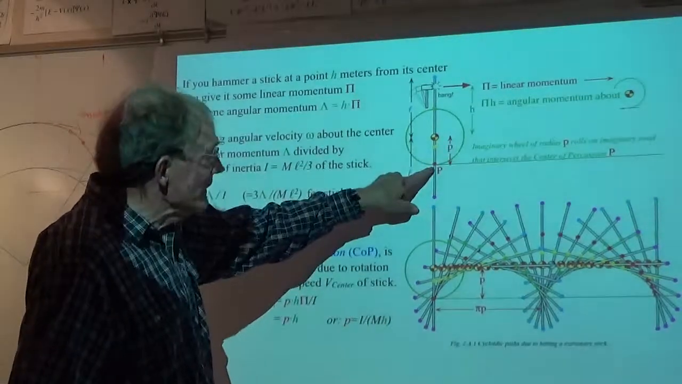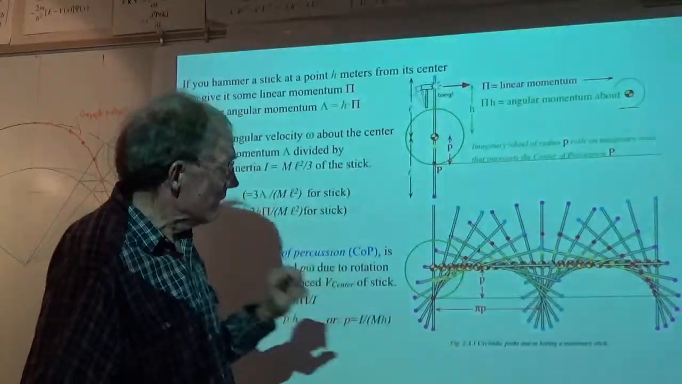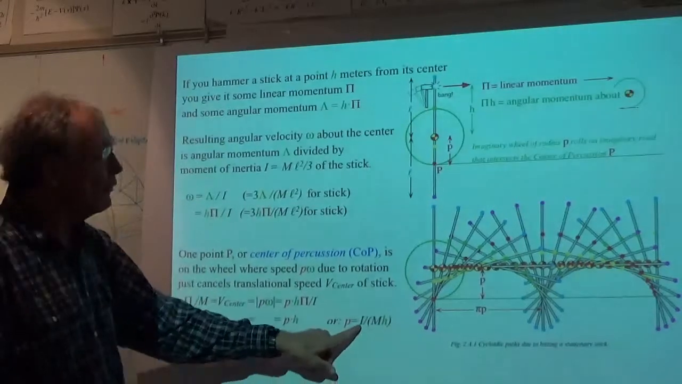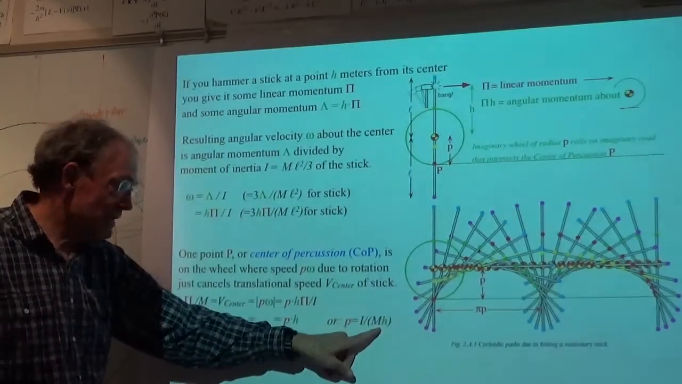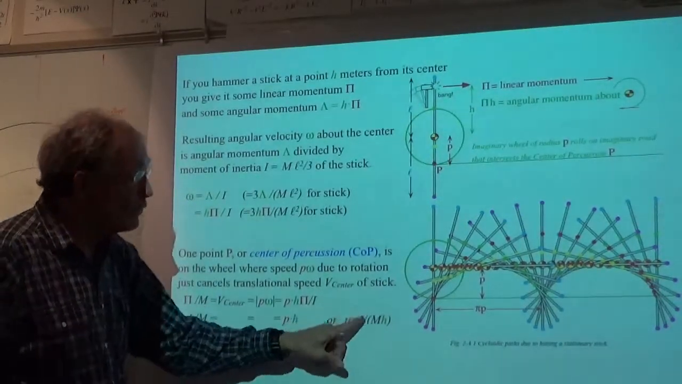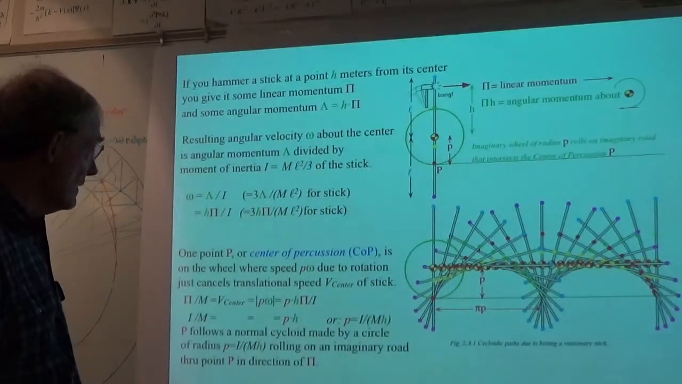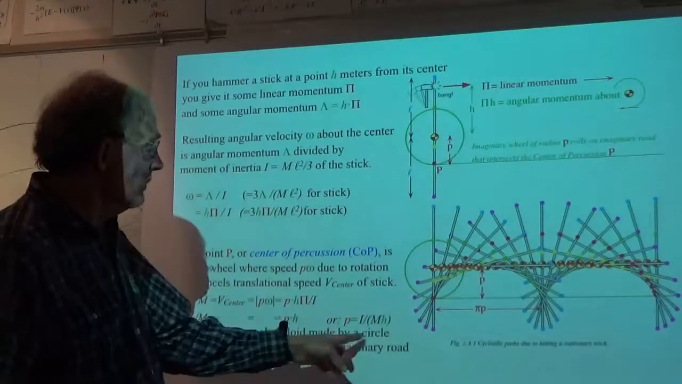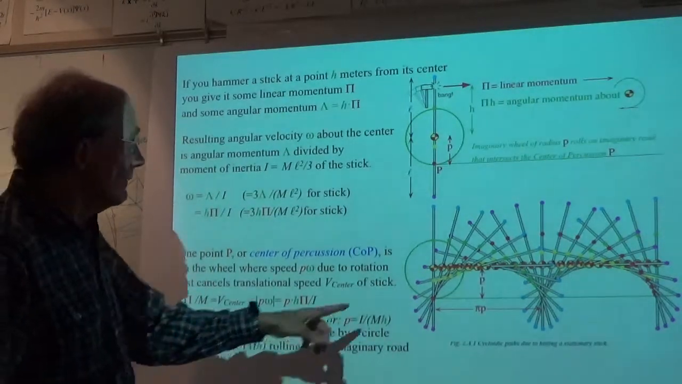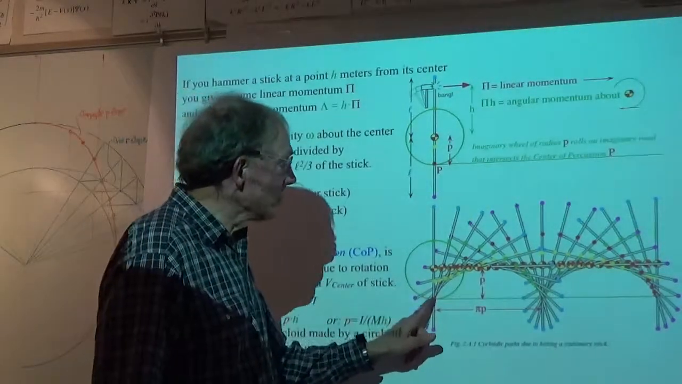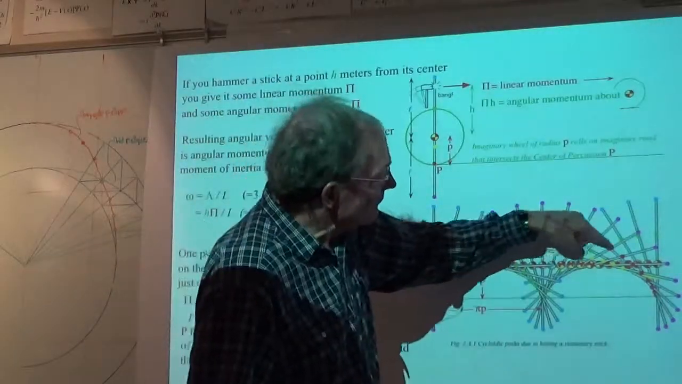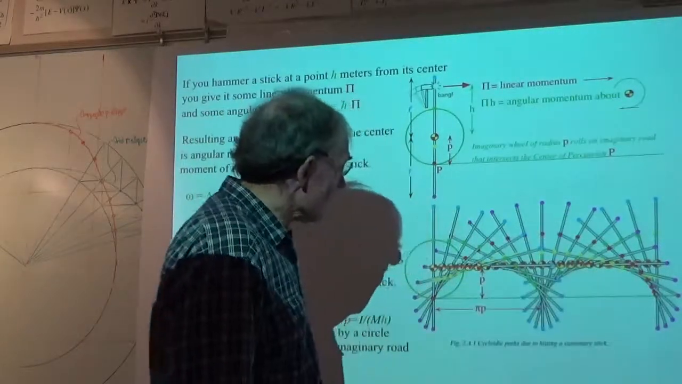If you want to find out where P is, you know where you hit it, this is the thing to calculate. Because you got to know the inertia and the mass. Actually, you don't have to know the mass, you just have to know the coefficient of the inertia, R squared. All right? So P follows a normal cycloid made by a circle. That's this point, this is where it goes. That's a perfect cycloid right there.